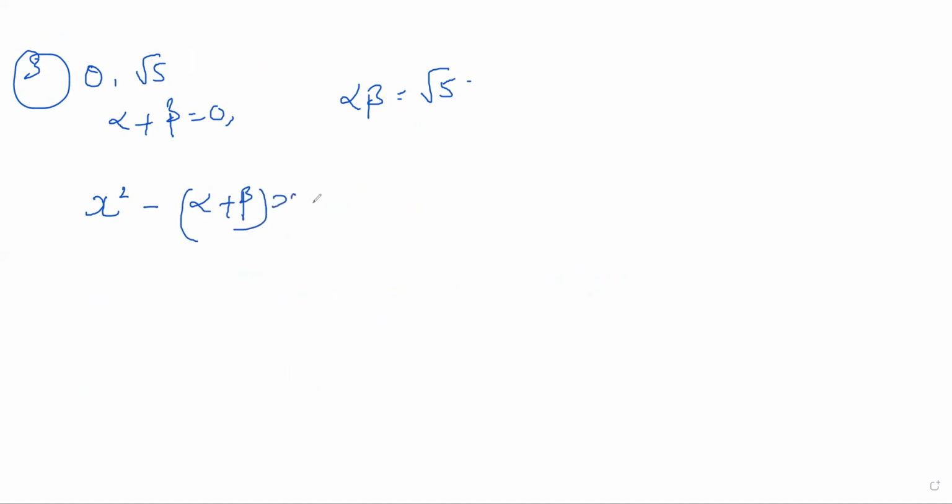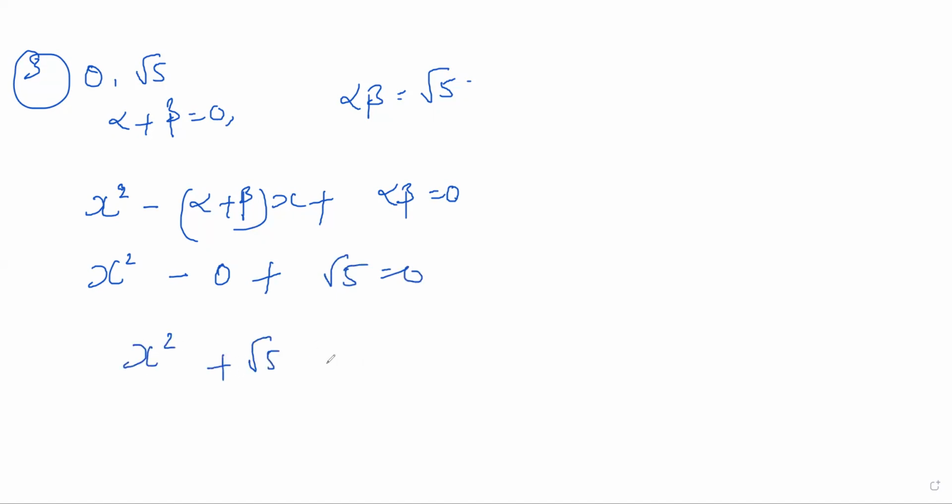And third one, 0 and root 5. So alpha plus beta is equal to 0. Alpha beta is equal to root 5. So our equation is x square minus (alpha plus beta) into x plus alpha into beta is equal to 0. So x square write as it is. Alpha plus beta is 0, so it becomes 0. Plus root 5 is equal to 0. So the required equation is x square plus root 5 is equal to 0. This is the quadratic polynomial.